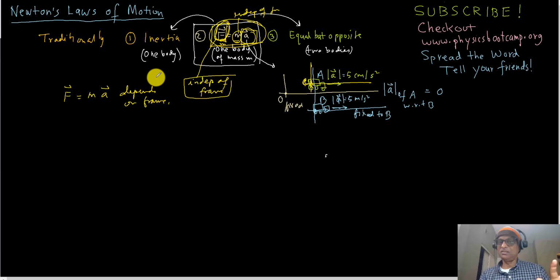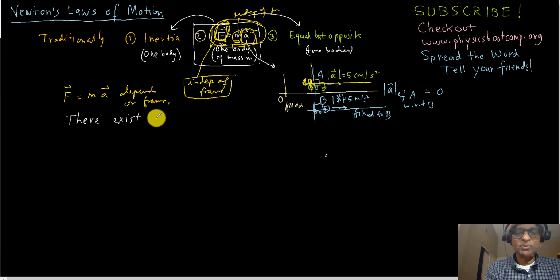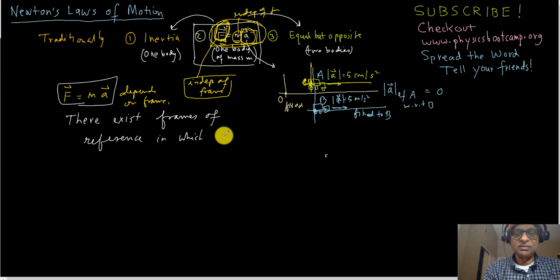There are infinitely many frames like that, but these types of frames are defined so that this equation is correct. So we call this frame... so there exist frames of reference in which this law is correct.